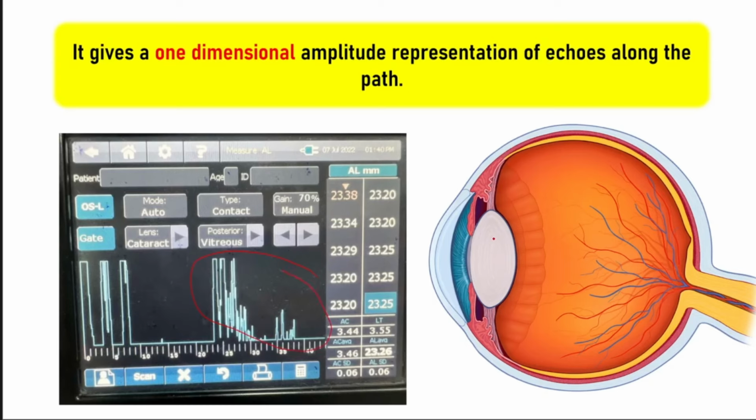The greater the difference between the two media at each interface, for example between the aqueous and the lens, the stronger the spike and the stronger the echo. If the interface difference is less, the echo is going to be weaker. The strength or weakness of the echo is represented in the form of amplitude. So what you are doing in a biometer is an A-scan, and over here A stands for the amplitude representation of the echoes along the path, and it is a one-dimensional representation. Remember that.